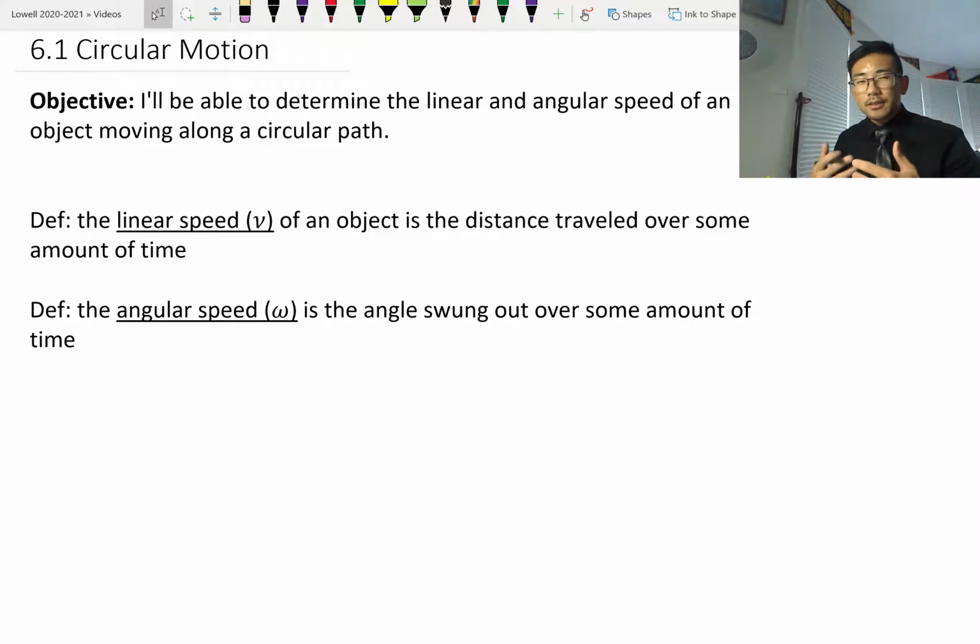Angular speed is very similar. It's just instead of measuring how far it went over some amount of time, we're measuring the angle that was swept out. And this will make sense, I think, once we do an example. So let's just jump into one.